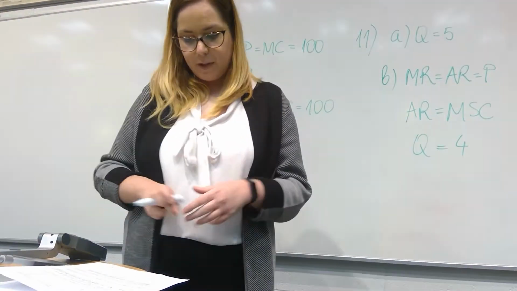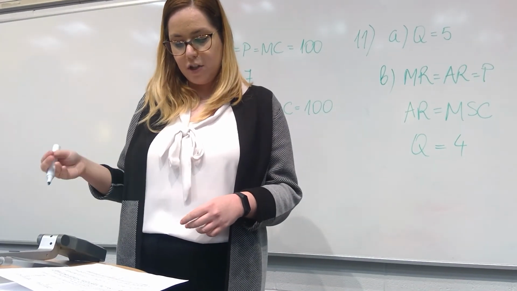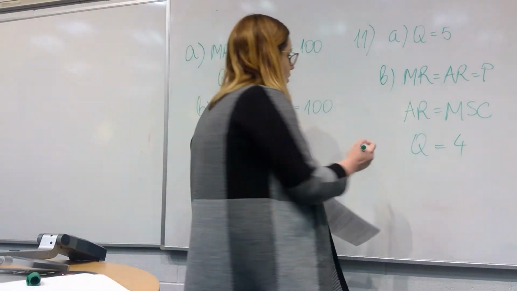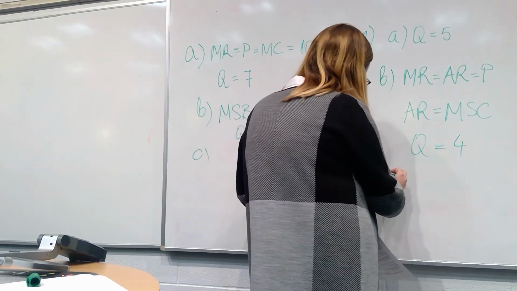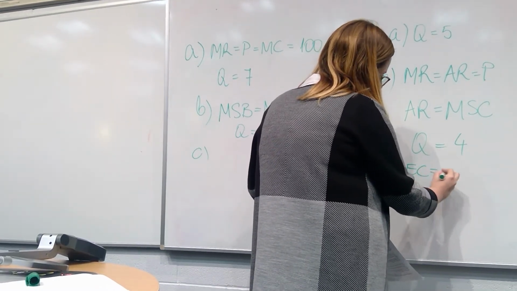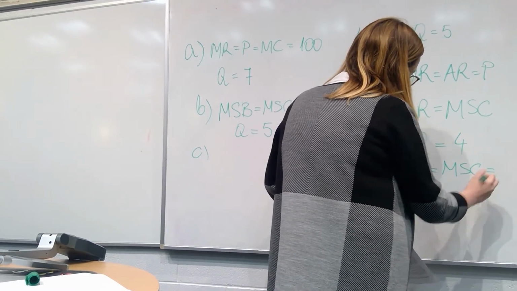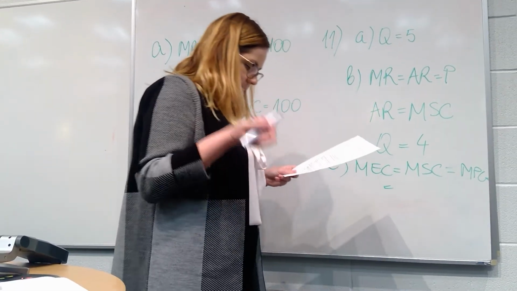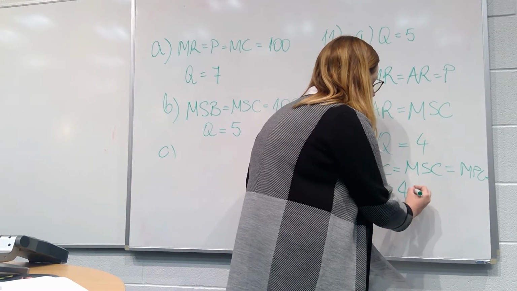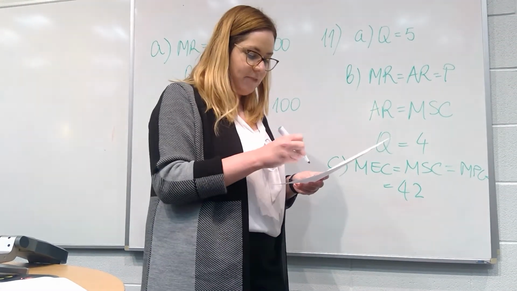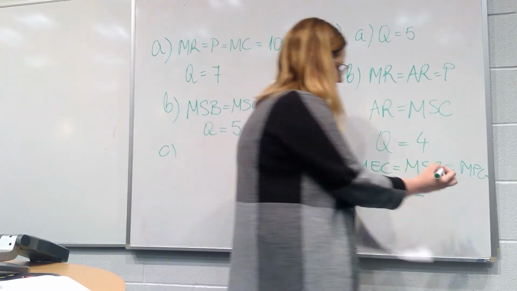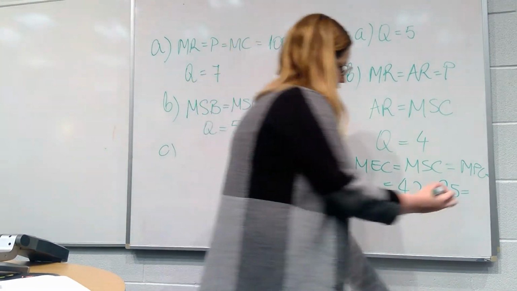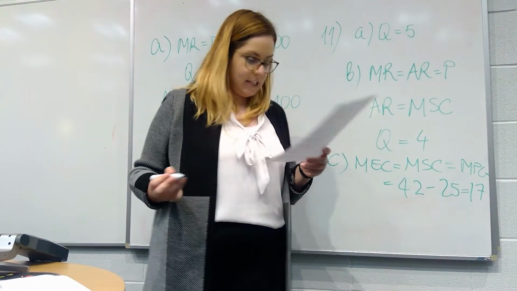Then we have question C, which asks us how much is the marginal external cost at this level of output. So marginal external cost would be marginal social cost minus marginal private cost at this level of output, so at the level of output of 4. And our marginal social cost in this case, again something we get from consulting our table, is 42, and marginal private cost is 25. So marginal external cost is equal to 17.